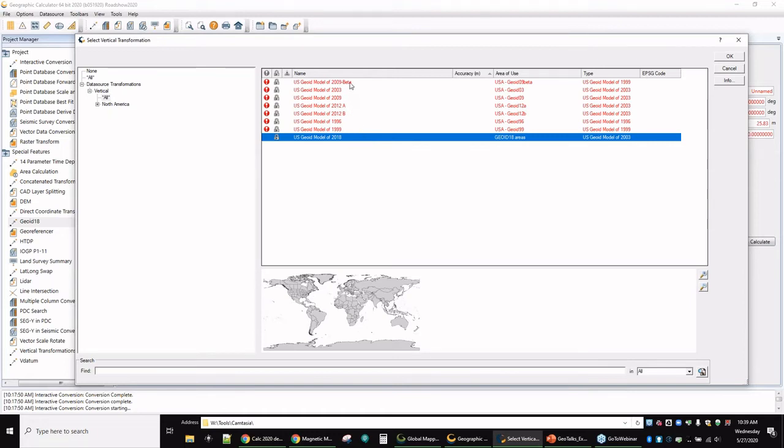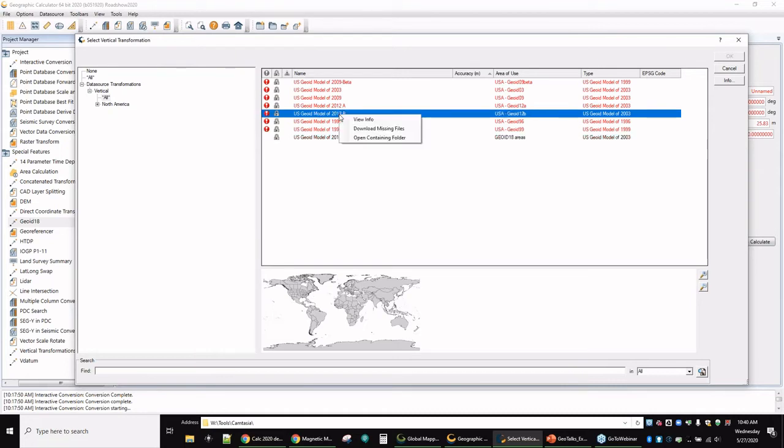If I am going back and doing some historical work and I need to undo something I did in the past, I can download these at any time. For all of the ones that you see in red, all you have to do is right click on those and you'll see Download Missing Files. That reaches out to our FTP site. They're in a compressed format for download, so it will automatically download them, unpack them, and then you'll instantly be able to use those in the Geographic Calculator and Global Mapper if you have the two tied together.